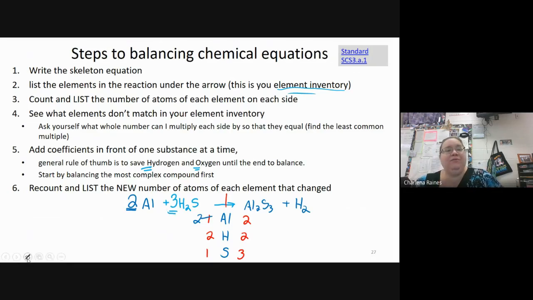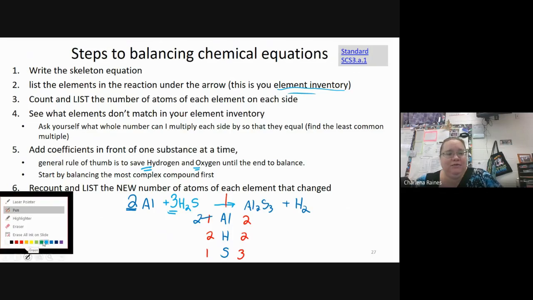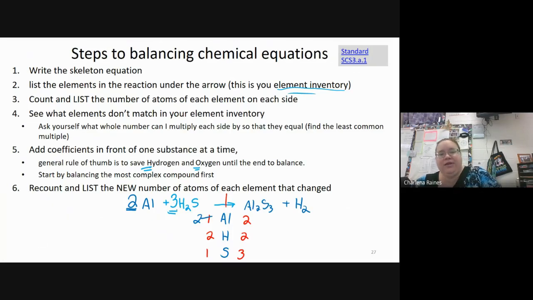I have to put it in front of the compound and not in the middle of the compound. That 3 multiplies everything behind it. So it multiplies the hydrogens and the sulfurs. I now have 3 sulfurs and 2 times 3, 6 hydrogens. We fixed the sulfur, but in the process of fixing the sulfur, we broke the hydrogen. That happens sometimes. So now let's go and fix our hydrogen.